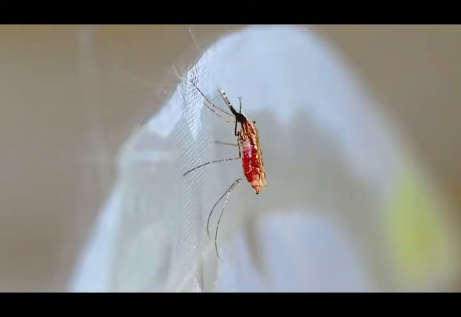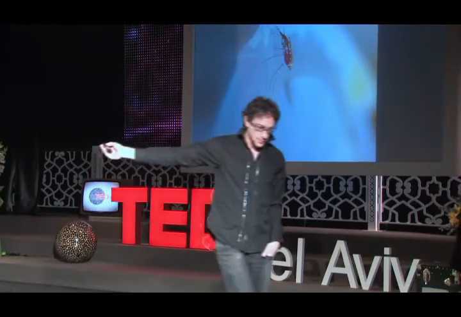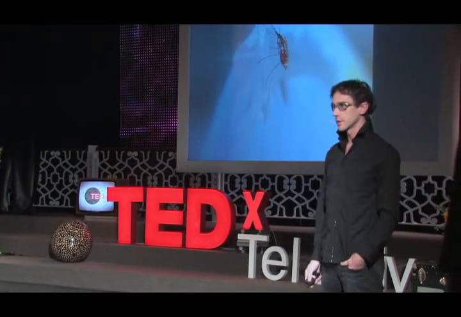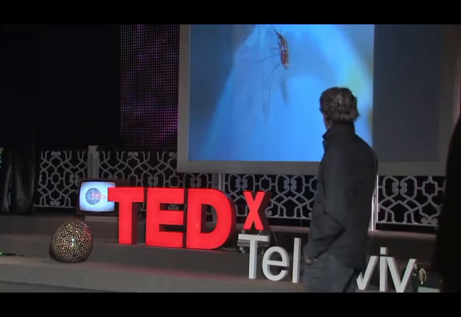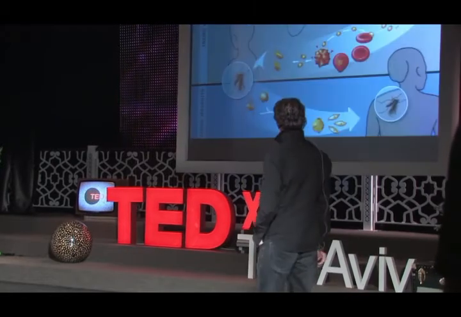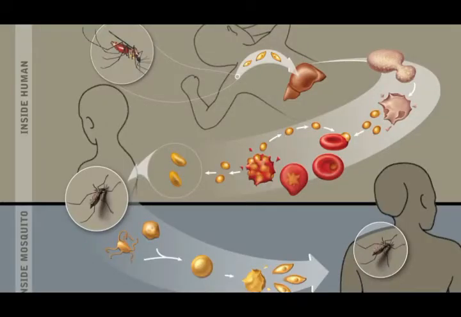Here's one of the problems we work on in the lab. Malaria. That mosquito is carrying a parasite that kills about 1 million people a year, half of which are kids, mostly in Africa. This is a protocol diagram for malaria.